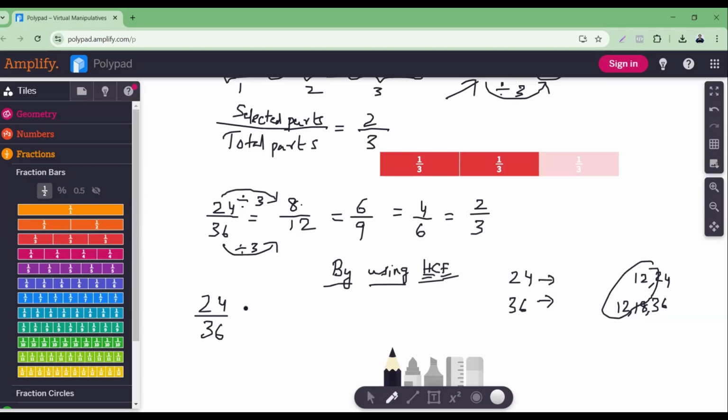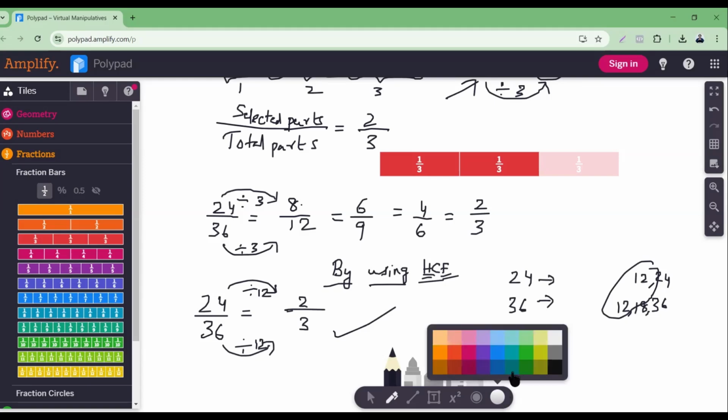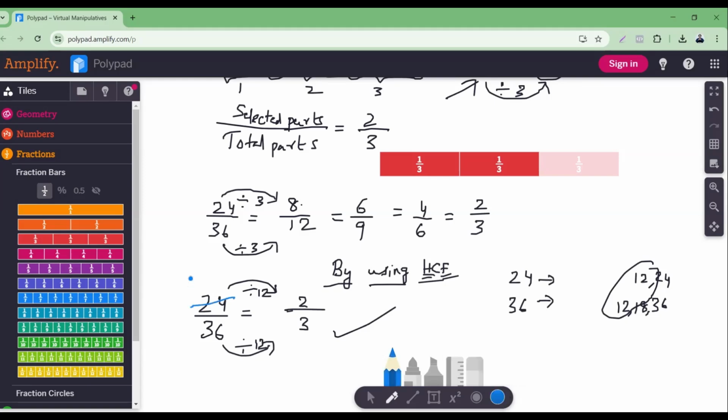Now I can directly divide this by 12. That means 24 divided by 12 and 36 divided by 12. 24 divided by 12 is 2 and 36 divided by 12 is 3. Directly in one step, I have got the simplest form of this fraction. Many times you would have seen people do it this way: 12 times 2, 12 times 3. They will call this cancelling. Understand one thing, there is nothing called cancelling. They are actually doing this division by 12.